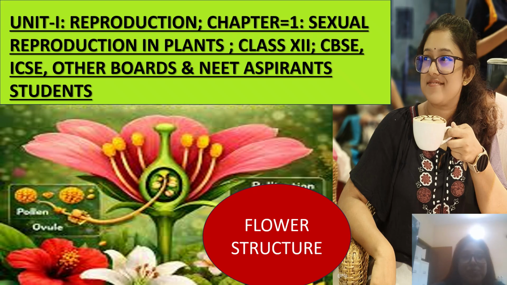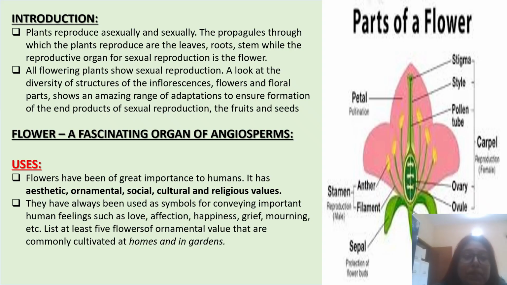Today's unit is Reproduction of Plants, the chapter is Sexual Reproduction in Plants, and the topic is Flower Structure. Let's start. Plants reproduce both asexually and sexually. The propagules through which plants reproduce asexually are the leaves, roots and stem, while the reproductive organ for sexual reproduction is the flower. All flowering plants show sexual reproduction.